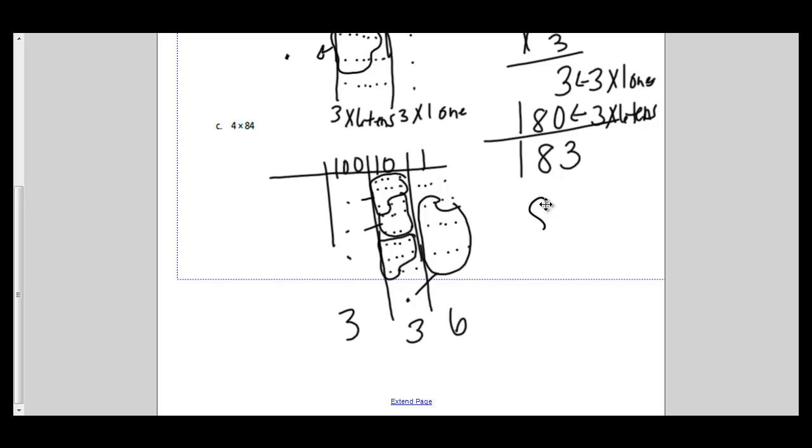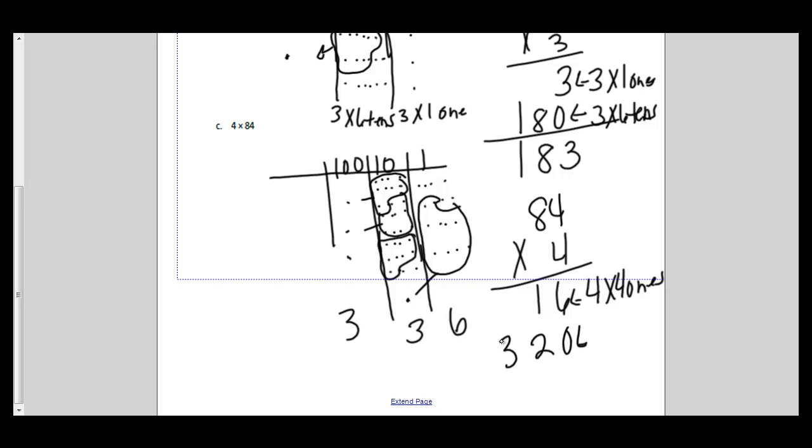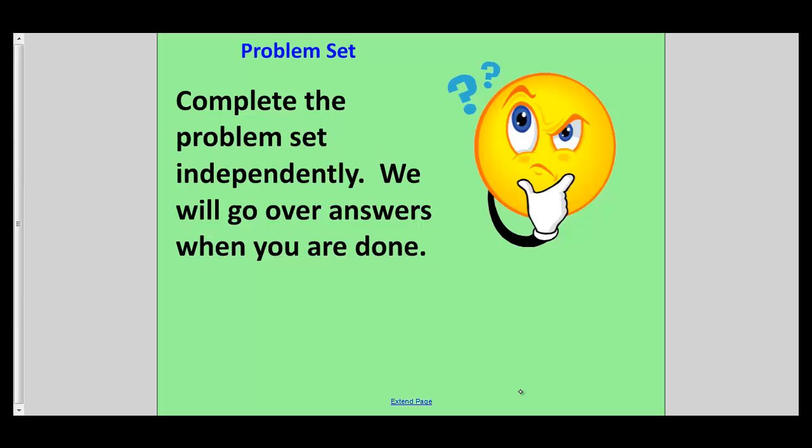All right, so I have 84 times 4. So I have 16 ones because 4 times 4 ones is 16. And then I have 80 times 4, which is 320, because 4 times 8 tens is 320. That gives me 336. How about that? I ended up with the same answer.